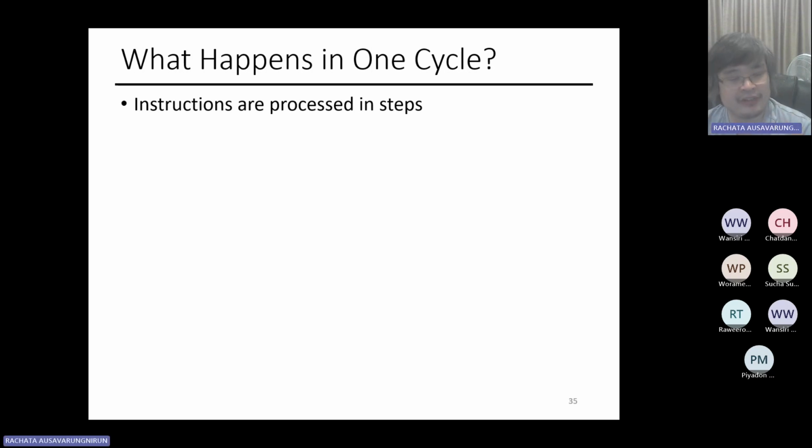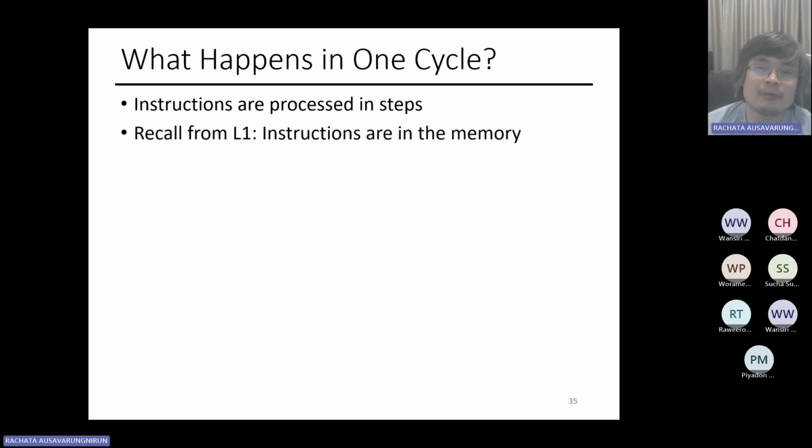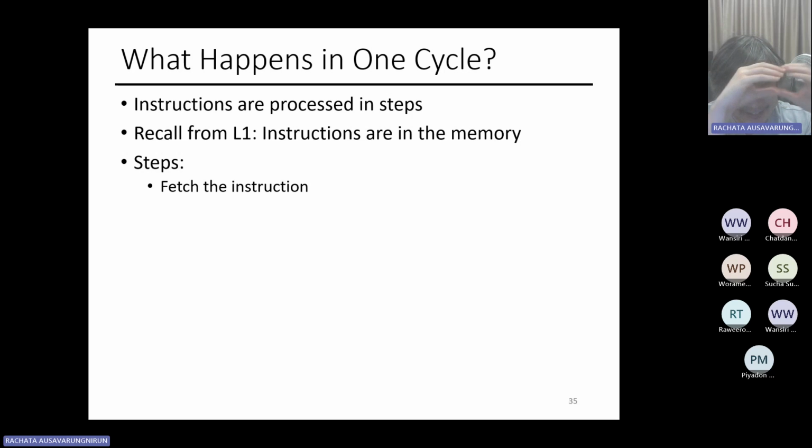Basically, instructions are processed in steps, right? Recall from the first lecture, instructions are in the memory. When we run a program, the OS puts the binary into the memory, and then you point to the first line of your code and say, run that instruction. So the first step is I need to go and fetch the instruction. Now I know where the first line is. I need to go there and get that instruction. We call this fetch.